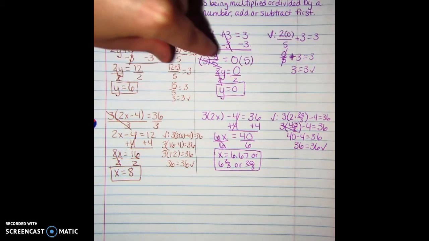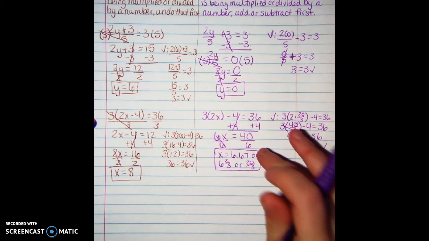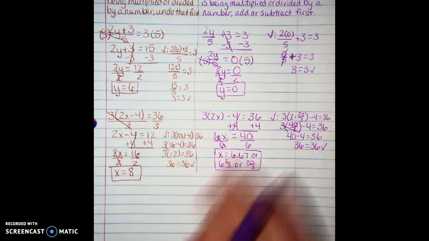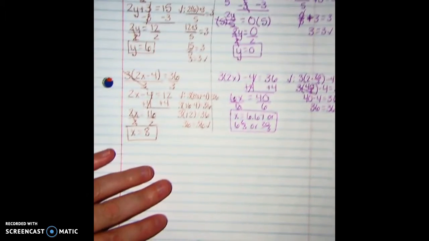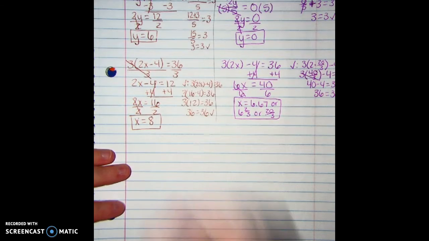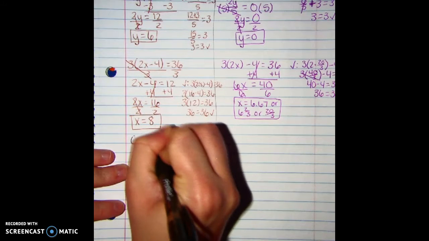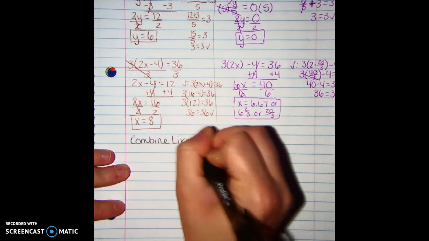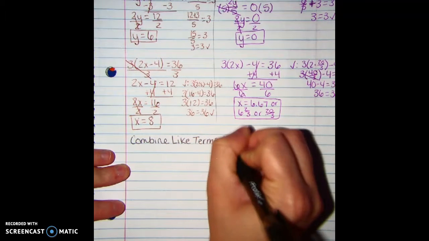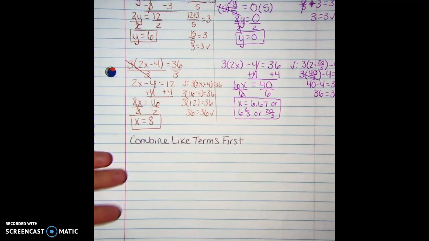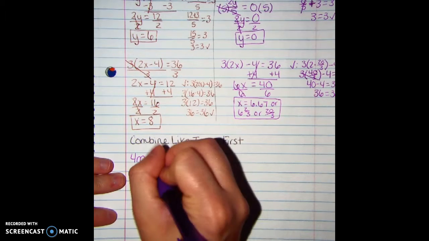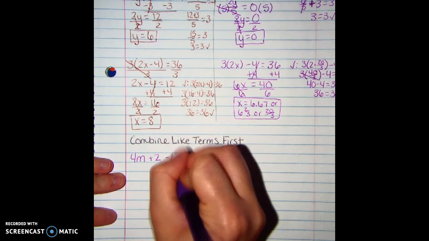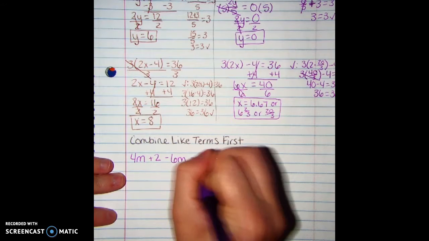Okay, so I gave you 2 division and 2 multiplying versions. Now I want to show you a couple where, actually just one where you're going to have to combine like terms first. This one is 4m plus 2 minus 6m equals 28.